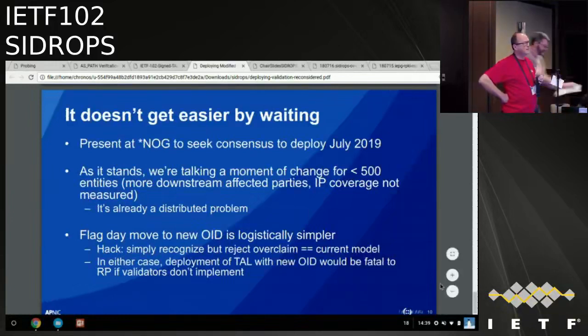The problem is that this is the only one the RIRs seem to care about, because this is the one where they get sued. Well, Randy's going to talk to that. Tim, knock holes in me, Tim.